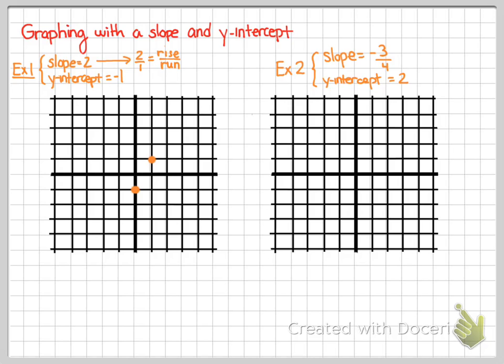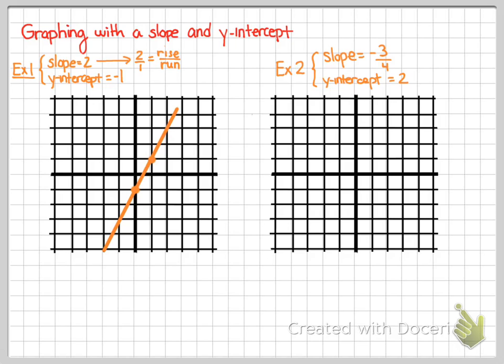Okay? Now once I've plotted my 2 points, all I need to do is connect them with a line because it only takes 2 points to plot a line. So I'll connect them here with my line, and I'm done that example.